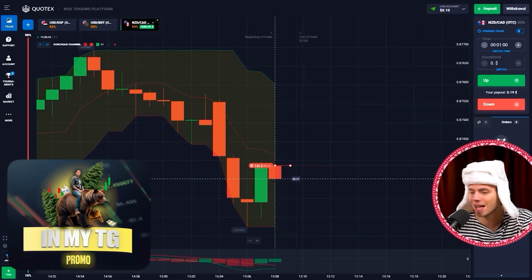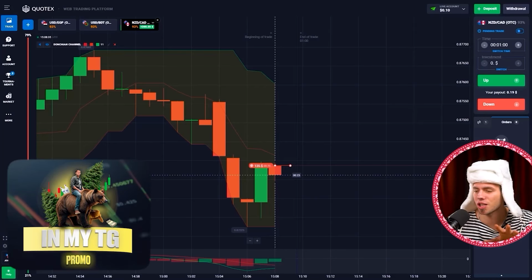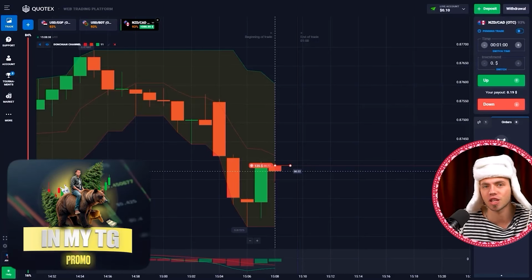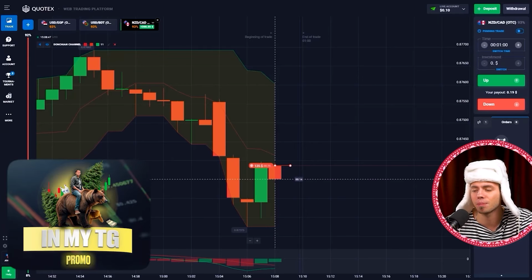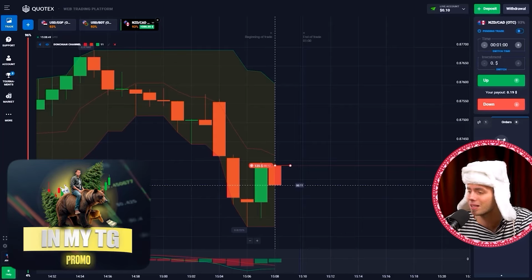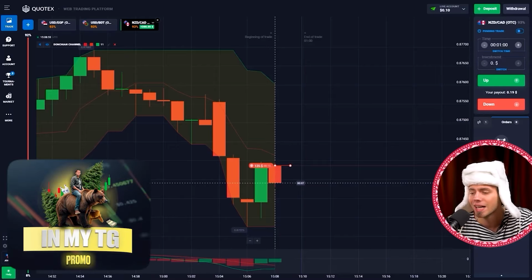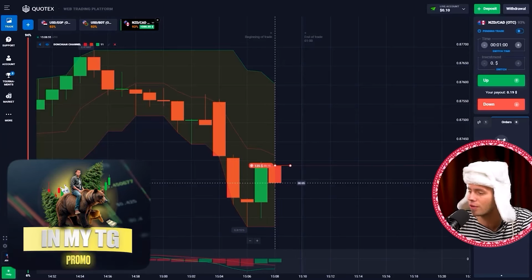As you can see, pretty similar situation, I can say, from some point of view, because here we also have this middle line of the channel, which is a very strong resistance level for us at the moment, and we had not enough power to break through it. That's why basically right now we will see the trend going down and the option going down. So yeah, that's basically what is happening right now over here.